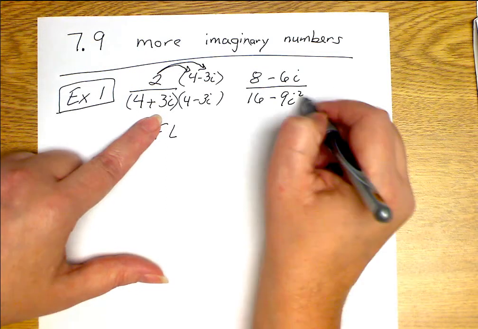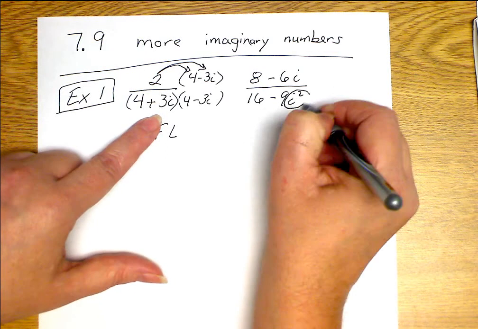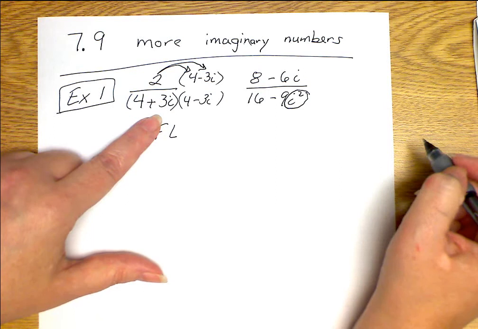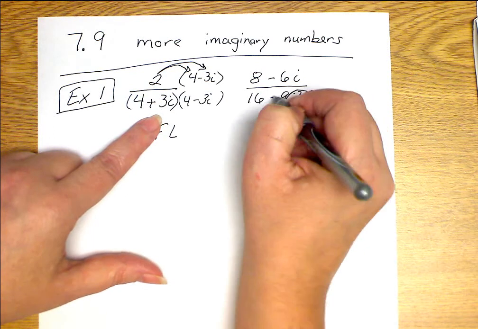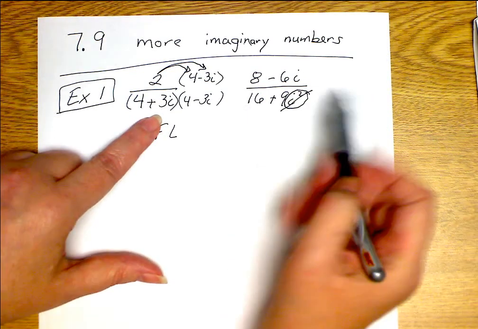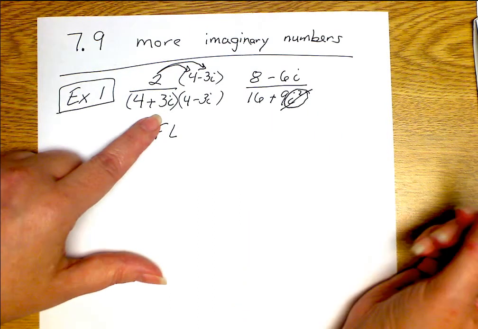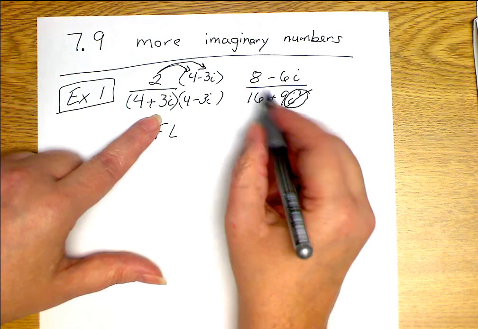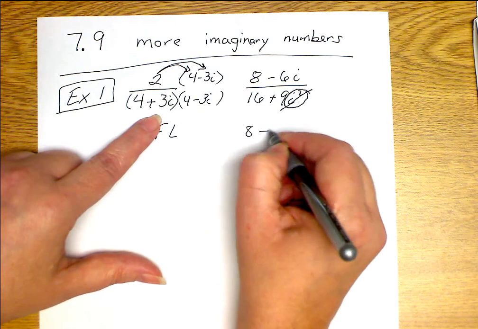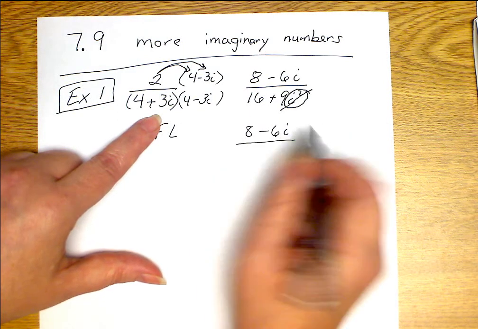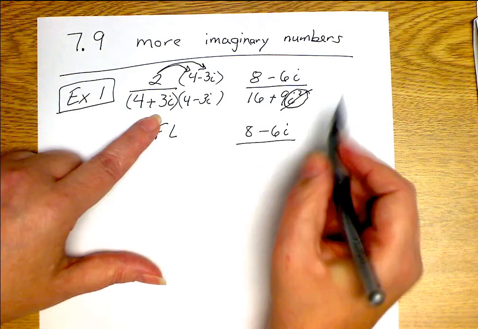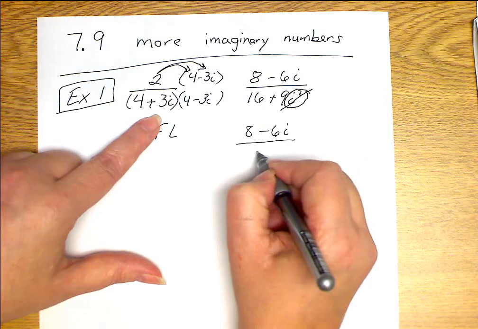From yesterday, what does i squared mean? Negative 1. So what I do is I cross that out and change the sign, so then it'd be one less step. So our final answer on the top is 8 minus 6i. On the bottom, we have 16 plus 9, which gives me 25.